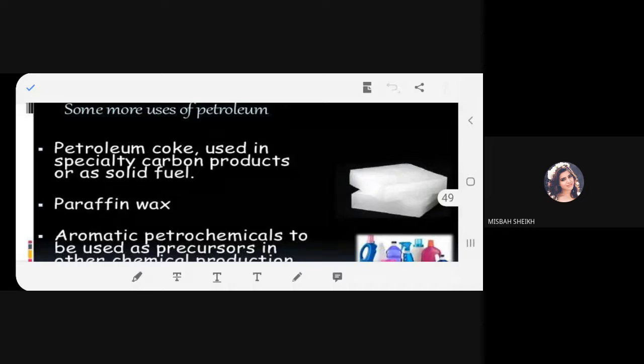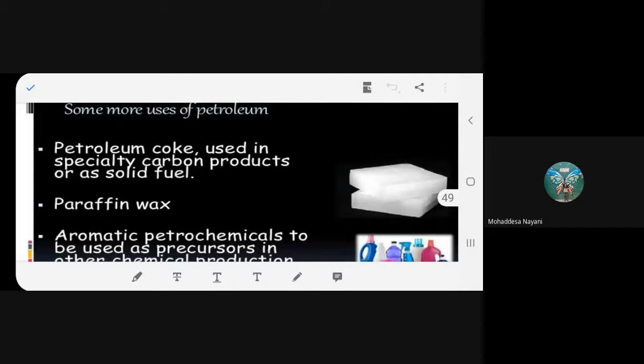While refining, while getting petrol, diesel, kerosene, we are getting all these things as a byproduct. What is the meaning of byproduct? Along with getting the pure form, we are getting extra material also. So that is called a byproduct. Is this clear?